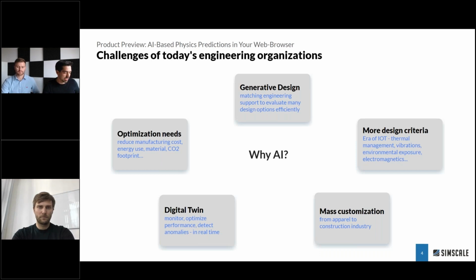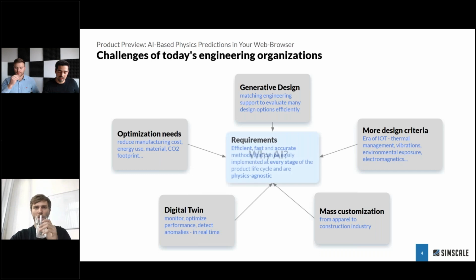And then we have obviously something that we have been talking about since here. Digital twin has been a buzzword in the industry for a couple of years, but now it really becomes reality. So people want to generate digital replicas of real-world products, monitor the performance, optimize it, detect anomalies, and all that needs to happen in real time. Otherwise, it's not effective.